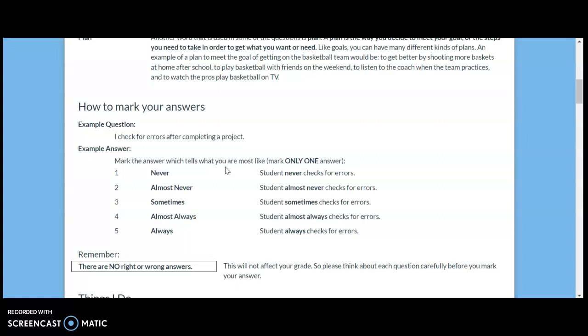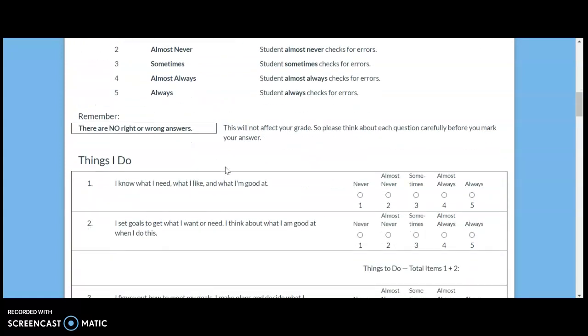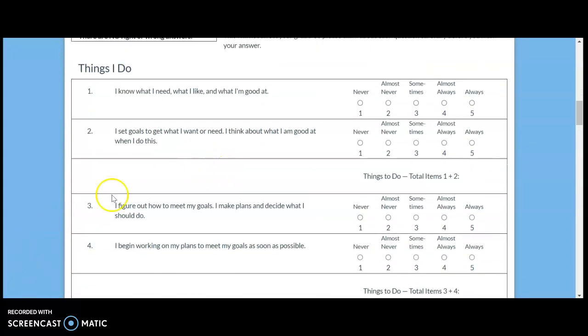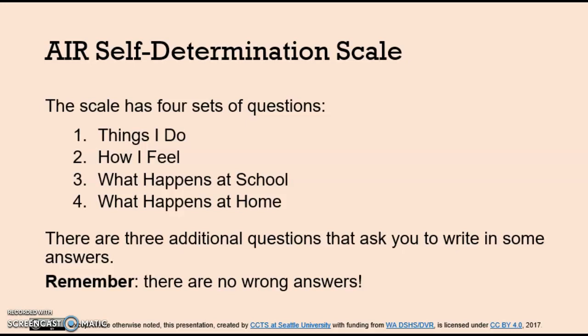Remember, there are no right or wrong answers. This will not affect your grade, so please think about each question carefully before you mark your answer. Before we go on, we're going to identify what kinds of questions you will be answering. So the AIR self-determination skill has 4 sets of questions. They are grouped by things I do, how I feel, what happens at school, what happens at home. There are 3 additional questions that ask you to write in some answers. Remember, there are no wrong answers.